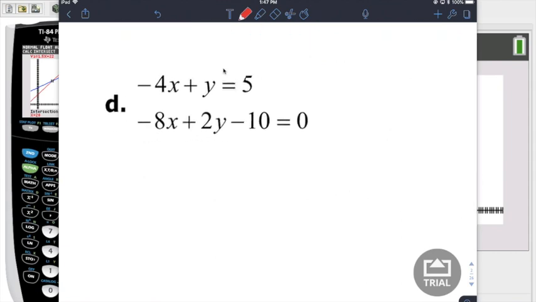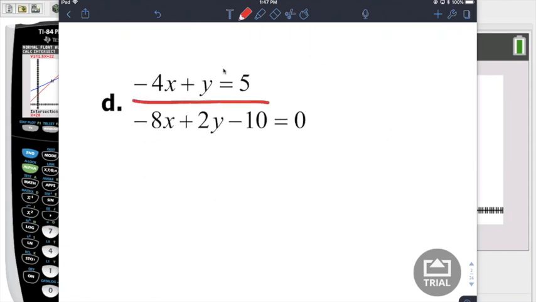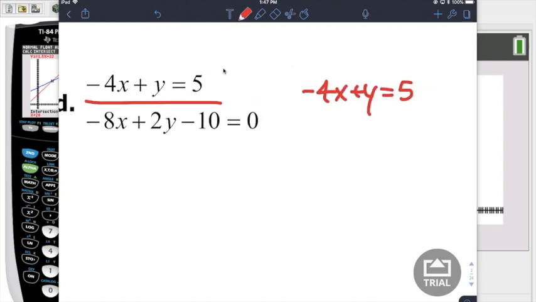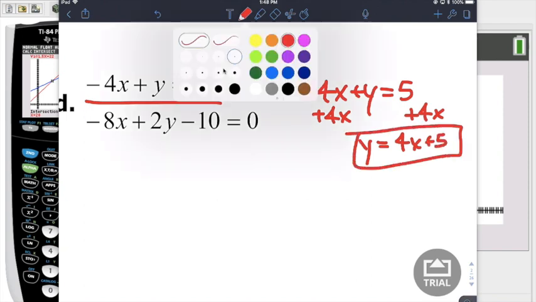Last one right here. Let's see what's going on. This first one right here, negative 4x plus y equals 5. So we can actually solve this for y in one step. We're going to add 4x to both sides. There we go. And that would be our first equation.